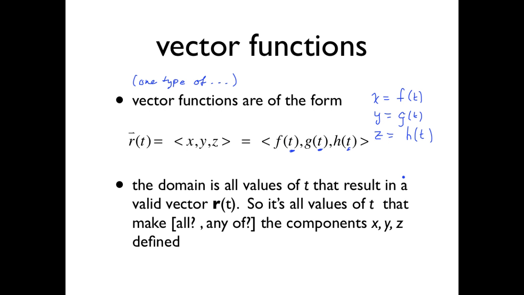That's why it's called a vector function, because the dependent thing, the thing that comes out, is a vector. So in these kinds of functions, a scalar is indicating a vector, according to these equations, f of t, g of t, and h of t. So the domain is all values of t that result in a valid vector. So is it all values of t that make all of the components defined or any of the components defined? It's got to make them all defined. If one of them isn't defined, then we don't have a valid vector.